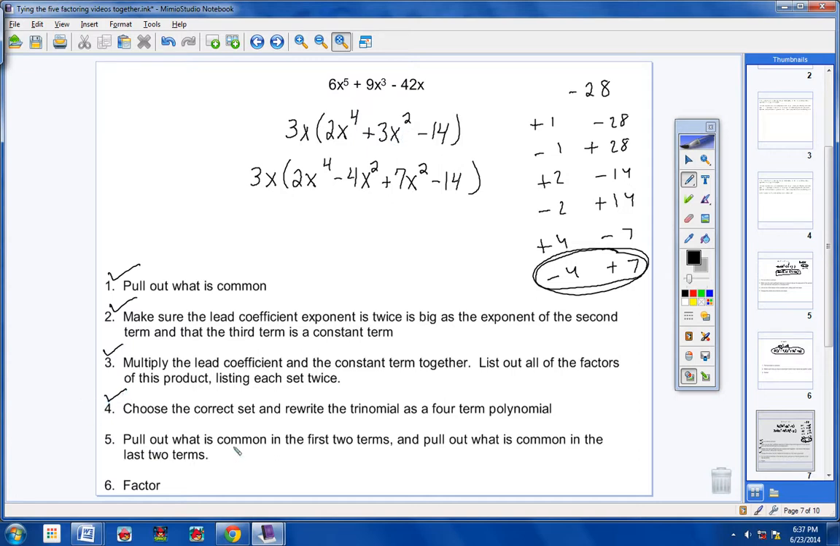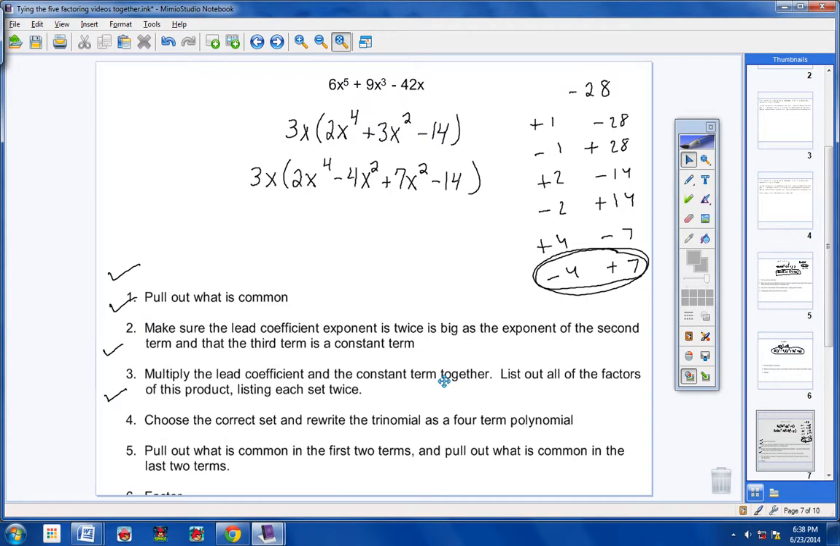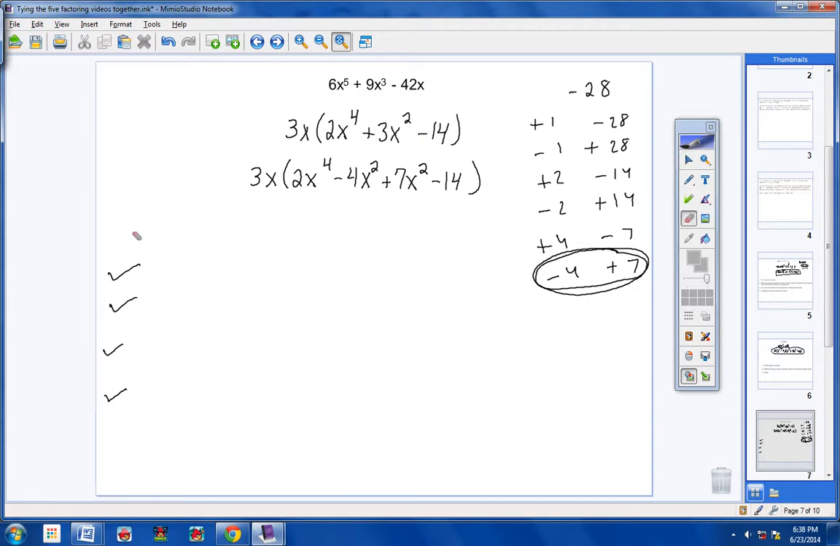Step 5, pull out what is common in the first 2 terms and pull out what is common in the last 2 terms. Then step 6 is factor. I'm going to go ahead and get this out of the way so we have more space. Okay, now I'm going to pull out what's common out of these first 2 terms right here.